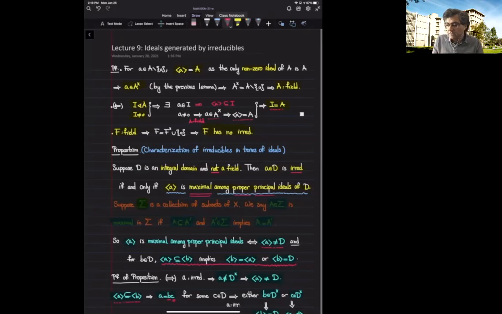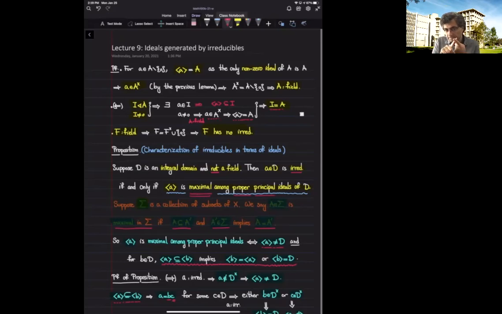Okay, let's think about it again. So we call A a maximal element in sigma if whenever A prime, another element of sigma, contains it, then it should be A prime. There should not be anything else inside sigma that contains it. If this happens, we say that A is a maximal element of sigma. Now, let's go back to the statement of the proposition. When we say the ideal generated by A is maximal among proper principal ideals of D, what does that mean?